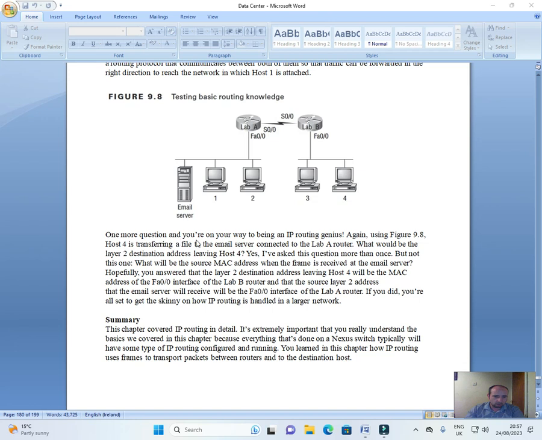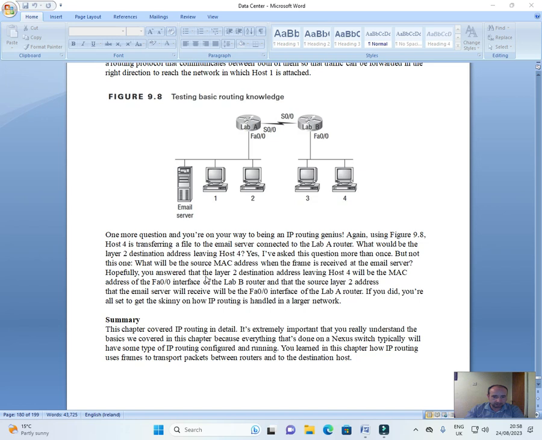One more question and you're on your way to being an IP routing genius. Again, using figure 9.8, host 4 is transferring a file to the email server connected to the lab A router. What would be the layer 2 destination address leaving host 4? Yes, I've asked this question more than once, but not this one. What will be the source MAC address when the frame is received at the email server?